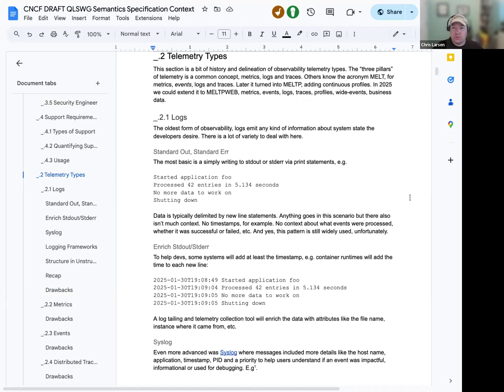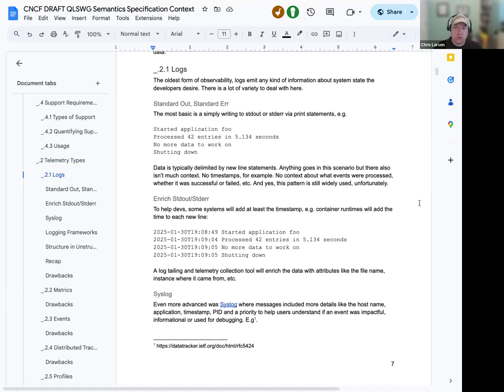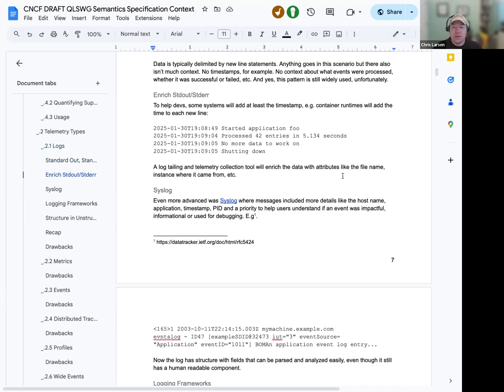So the first thing that we ever had were logs, where people would just print out some information from their applications to standard out or standard error. These were almost always unstructured, like, I started my application foo, I processed 42 entries in 5.134 seconds. No more data, so I'm shutting down. And these were all newline delimited, and you could easily grok through it as an end user or developer and understand what's going on. This really stinks though for machines to read and work with.